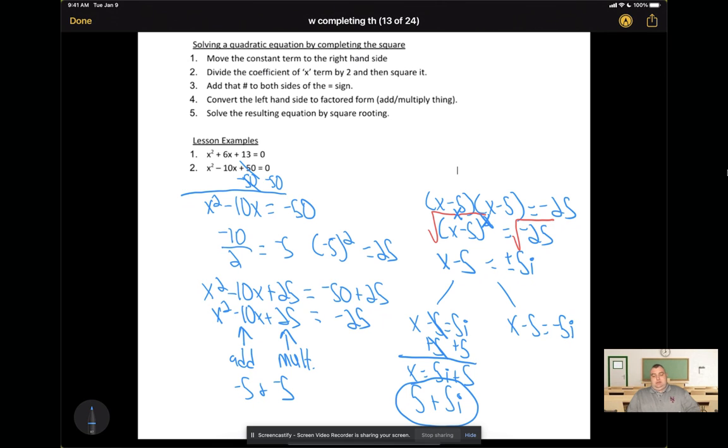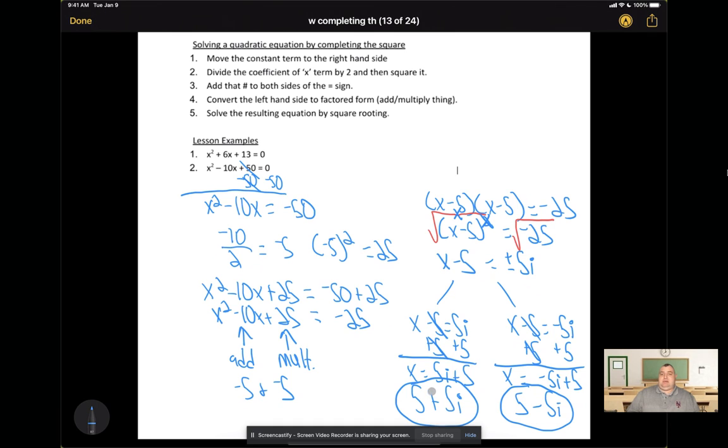Your second solution, x minus 5 equals negative 5i. I can, once again, add 5 to both sides of the equal sign, and I end up with x equals negative 5i plus 5. And if I switch around the order, okay, what is my real number? My real number is positive 5, and my imaginary number, my i term, is negative 5i. So in the proper order, that's going to be 5 minus 5i. So my two solutions are 5 plus 5i and 5 minus 5i.